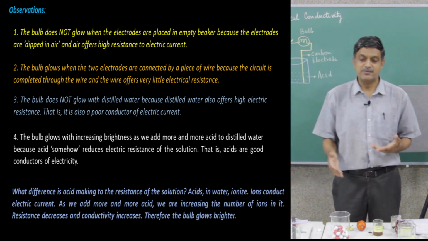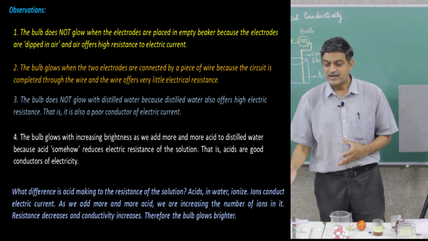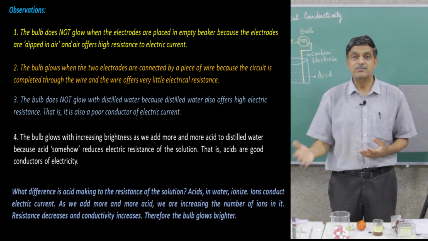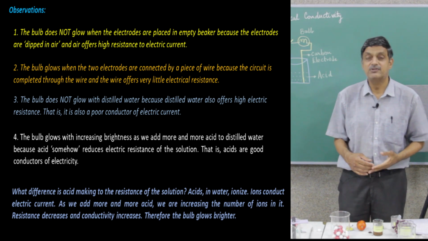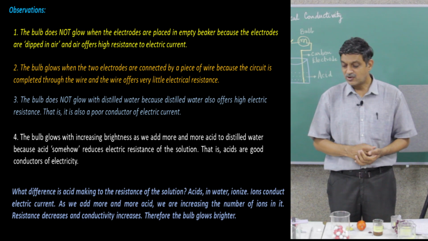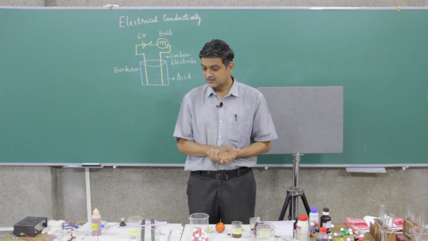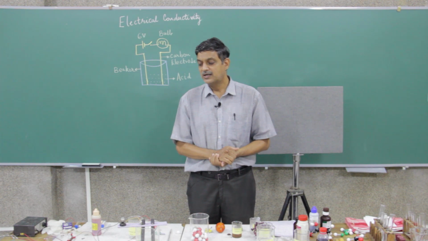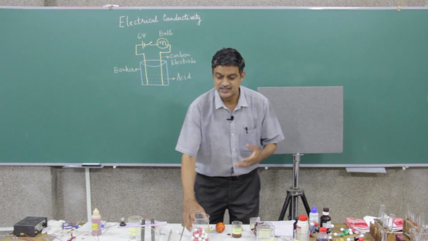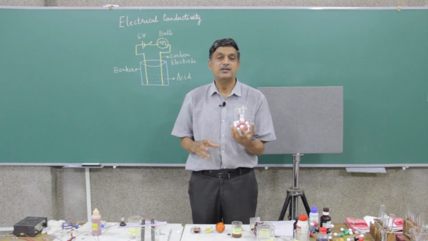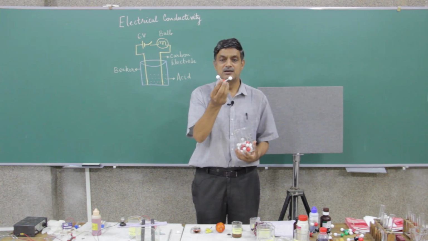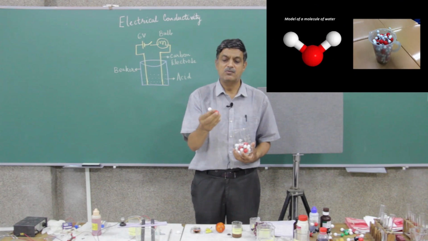But what is this acid made up of, which on adding to distilled water completes the electric circuit and the bulb glows? It may not be as bright as when we joined a piece of wire, but all the same we can see that the bulb glows. So, what made the acid make the bulb glow? Let us go step by step and see what is actually happening. First, we had just the distilled water before we added acid to this. This distilled water is made up of water molecules, which is H2O. So, this is a model of a water molecule.